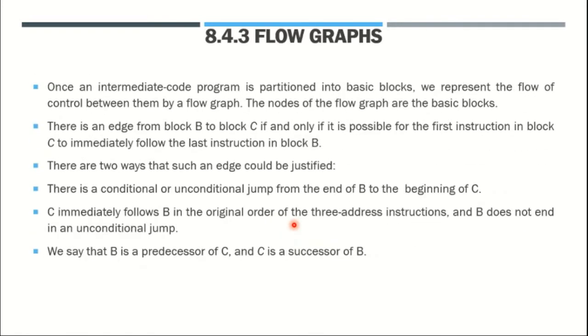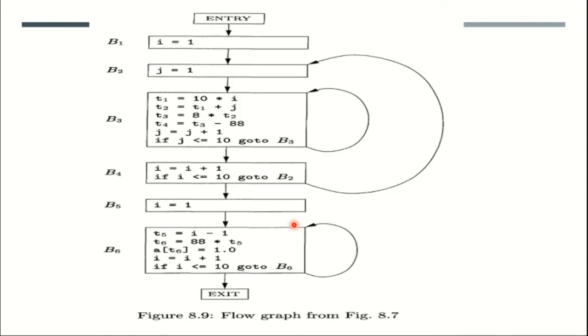So now we observe how to construct the flow graph for that particular intermediate code representation. Just now we discussed, we add two nodes, entry and exit. The entry node is added before basic block 1, and the exit node is added at the end of the flow graph.